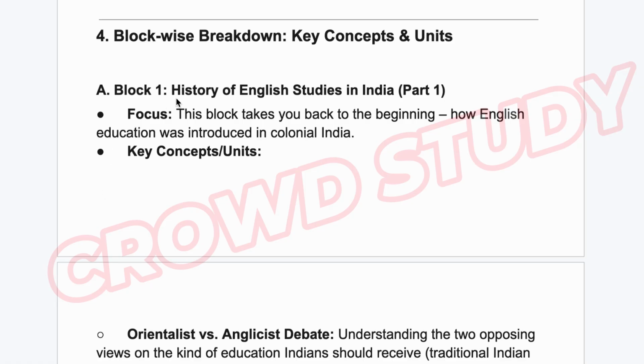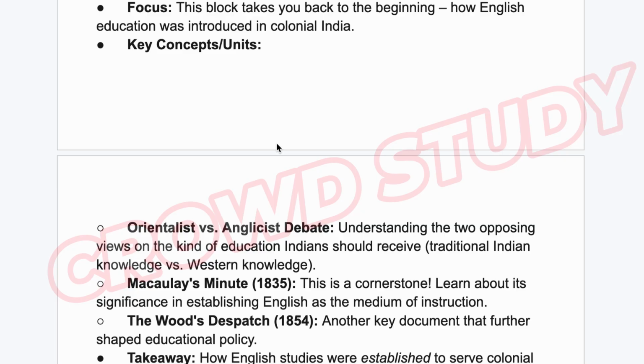A. Block number 1, History of English Studies in India, Part 1. It focuses on this block. This block takes you back to the beginning, how English education was introduced in colonial India. Now let's discuss the key concepts of this unit. Orientalist versus Anglicist debate: understanding the two opposing views on the kind of education Indians should receive, traditional Indian knowledge versus Western knowledge.